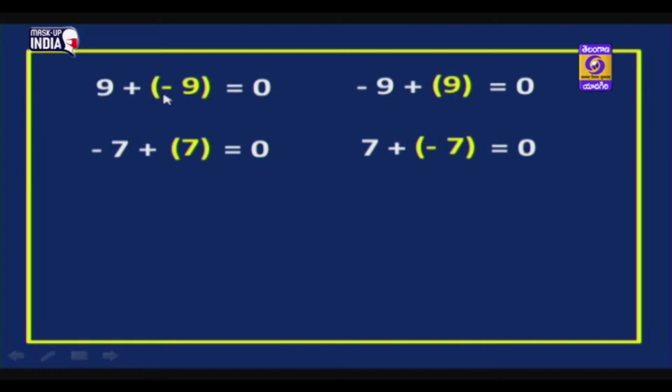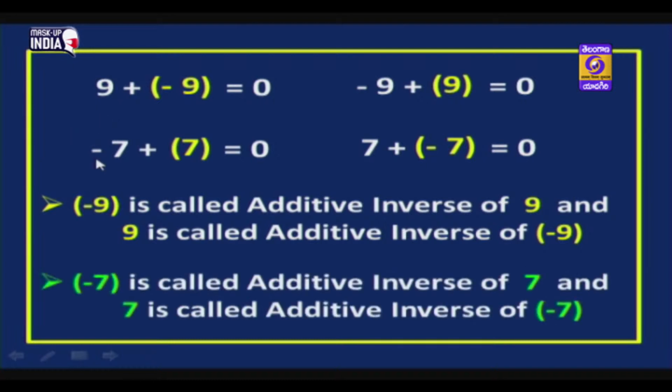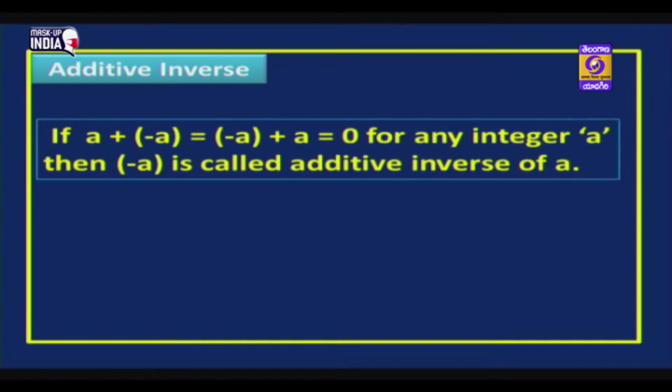Here, children, if you notice, when we are adding these two numbers, we are always getting the resultant as 0, isn't it? So, here this minus 9 is called the additive inverse of 9. Similarly, this 9 is called additive inverse of minus 9. Likewise, minus 7 is additive inverse of plus 7 and plus 7 is additive inverse of minus 7. So, children, let us see what actually additive inverse states. If a plus of minus a is equal to minus a plus a, that is equal to 0 for any integer a, then minus a is called additive inverse of a.